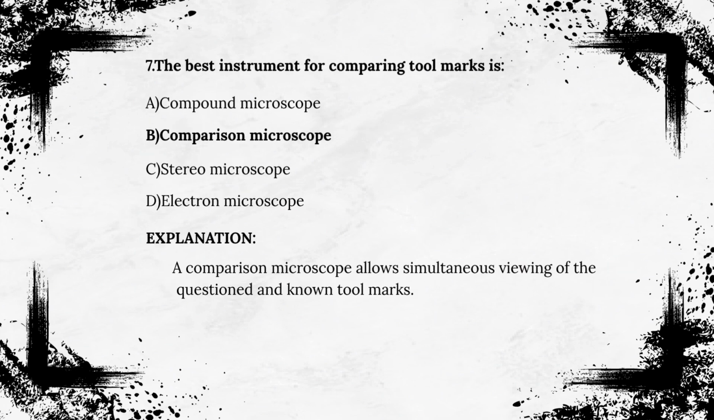Moving to the seventh question. The best instrument for comparing tool marks is, and the answer is option B, comparison microscope. A comparison microscope allows simultaneous view of questioned and known tool marks.